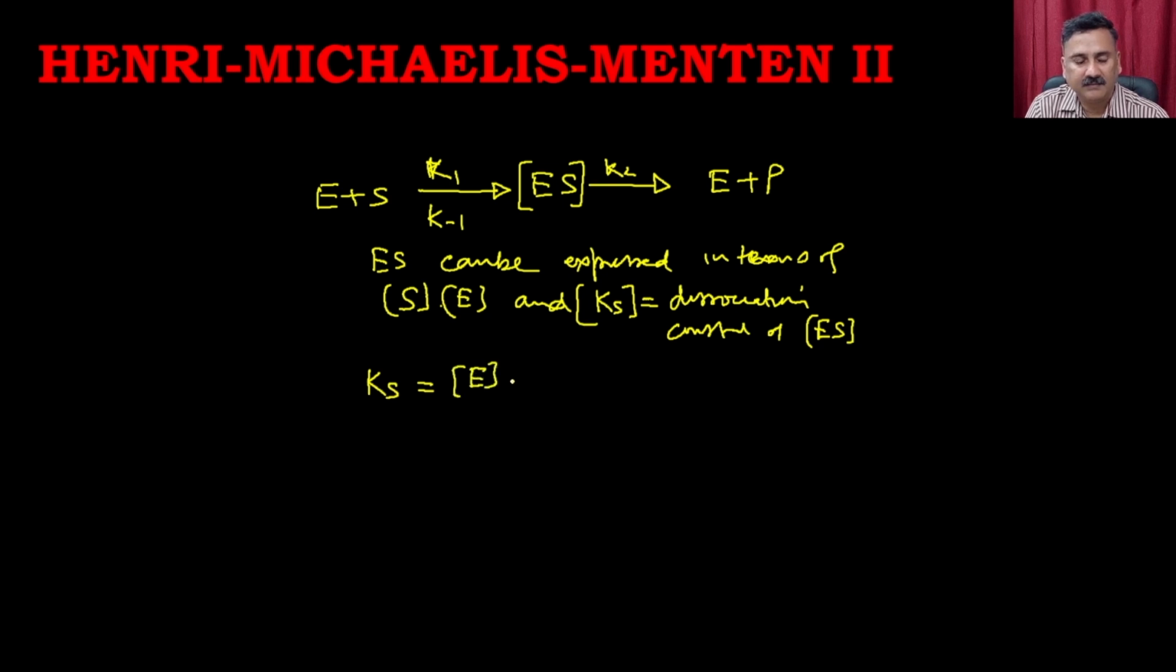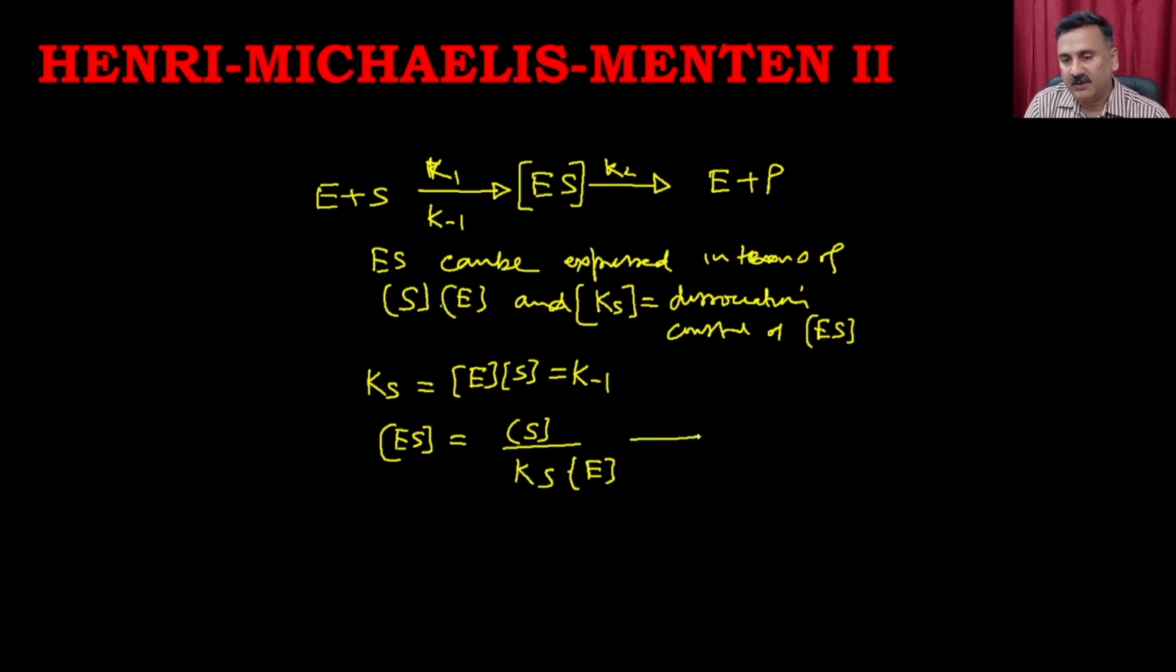So you can write Ks, which is equivalent to E times S divided by ES, okay? So the concentration of ES is equivalent to S divided by Ks into E, right? So this is going to be equation number 4, right?